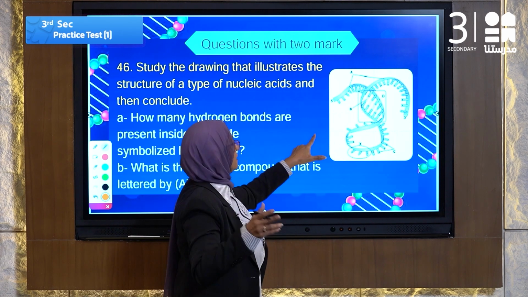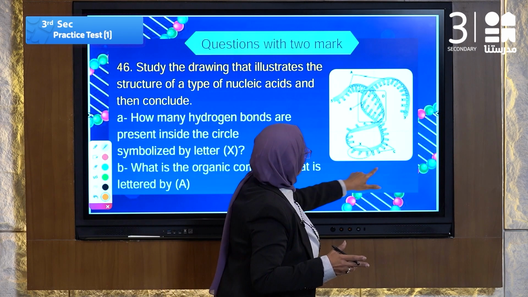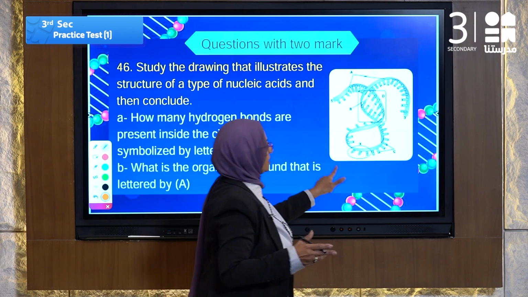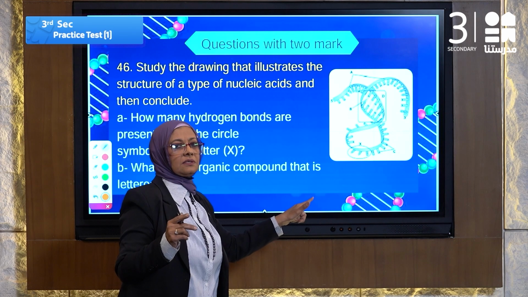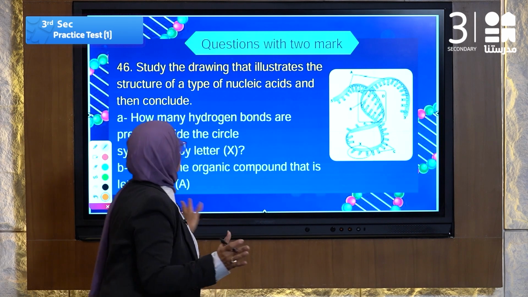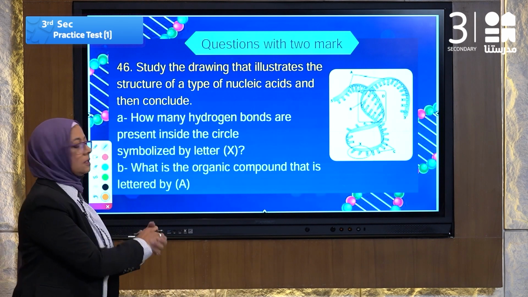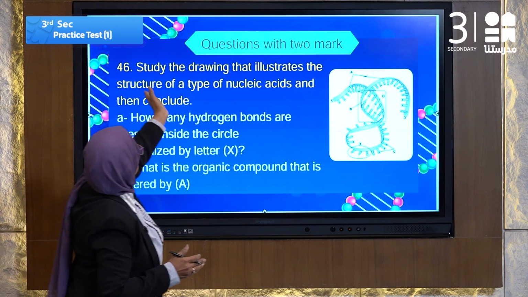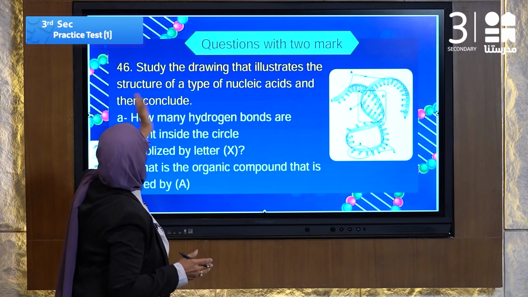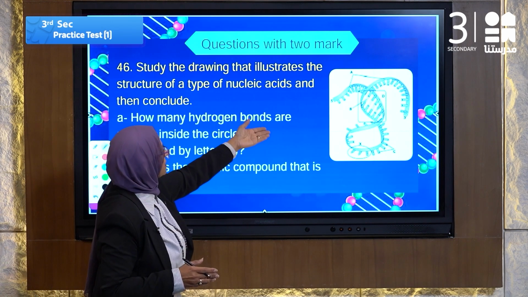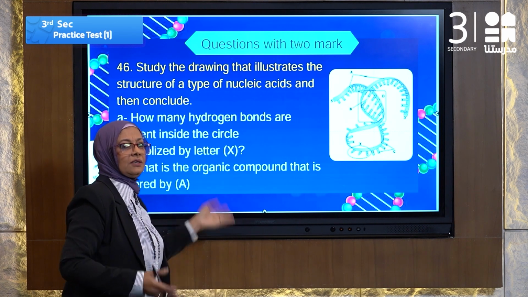DNA, yes, DNA. But C and X, not a double strand. It's a single strand. RNA, maybe. Let's read about the question. 46, study the drawing that illustrate the structure of type of nucleic acid. Yes, nucleic acid means DNA or RNA.